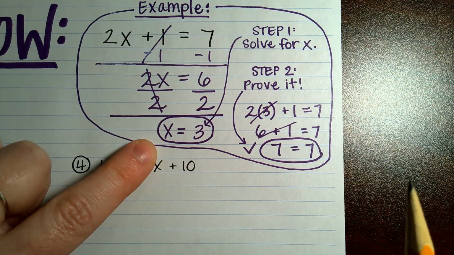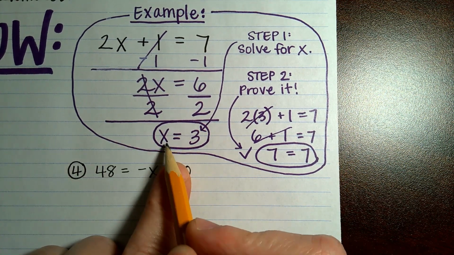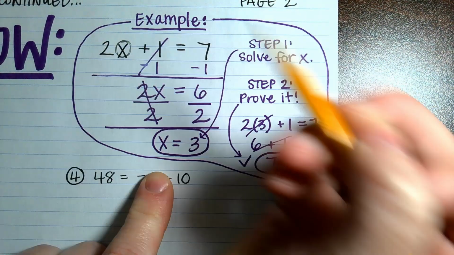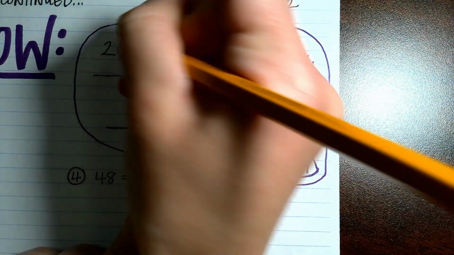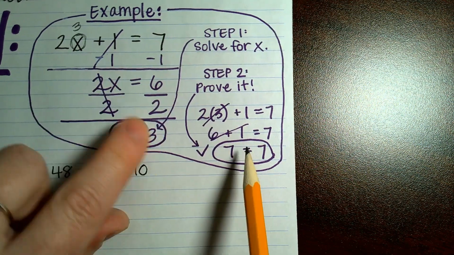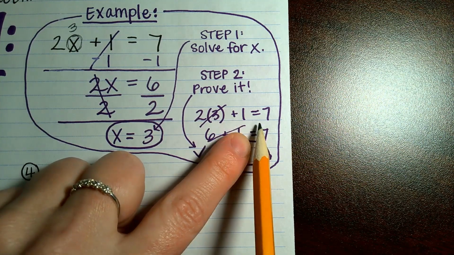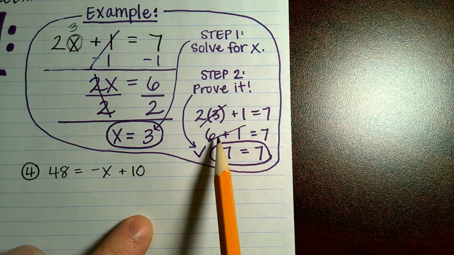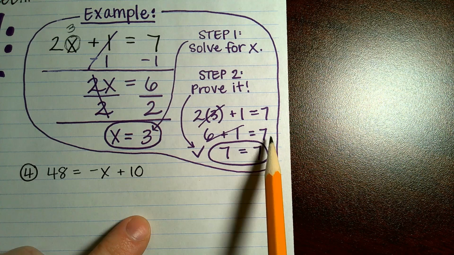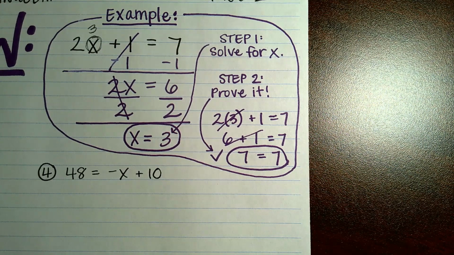So to prove my answer or also to check if your answer is correct, we just take that x value and replace the x in our original equation with the number we found. So to prove it, I just wrote 2 times 3 plus 1 equals 7. And then I made sure that it came out to be true. 2 times 3 is 6. 6 plus 1 is 7. So I know 7 is equal to 7. So that was just the example.